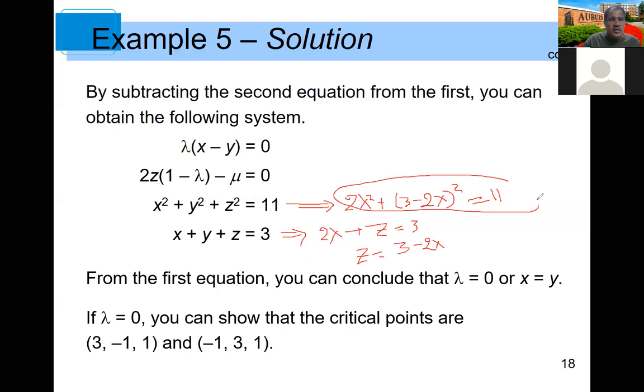Now this is a quadratic equation. You can solve this, right? So you can solve for x, but x is equal to y, so it doesn't matter. And then you can find z. So that's it. That will solve the case where x is equal to y. I'm sorry, let me erase this.